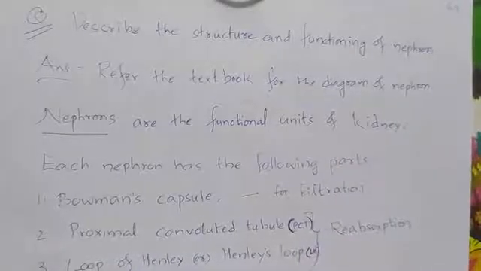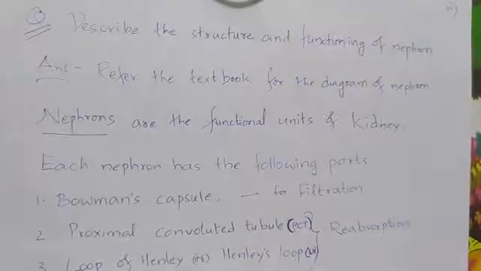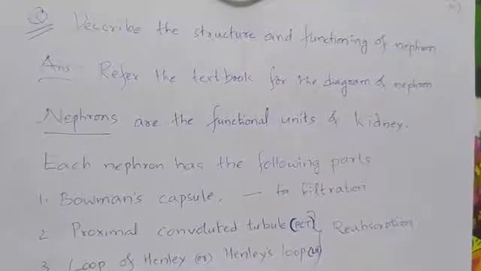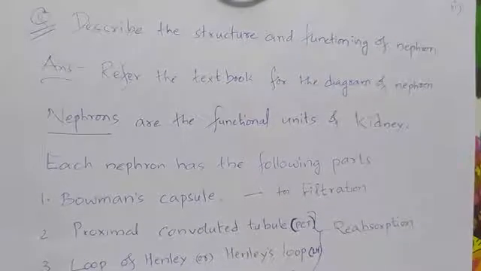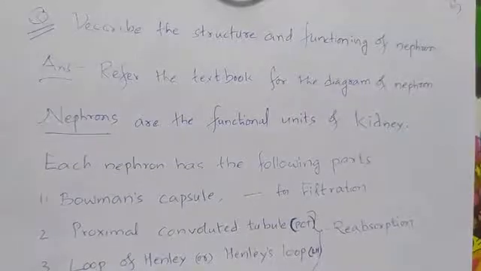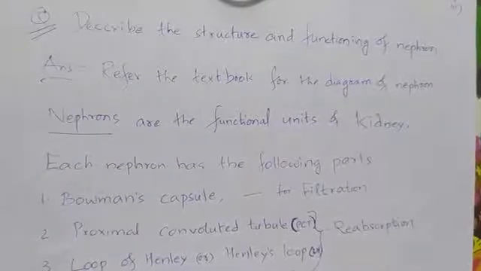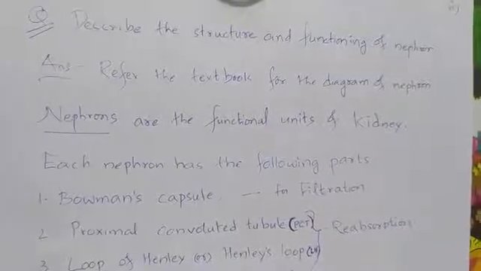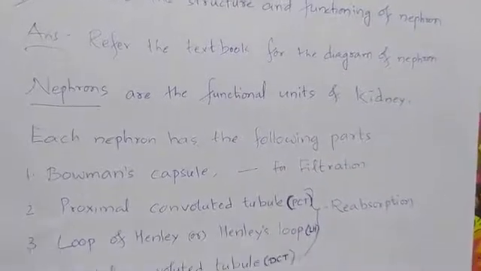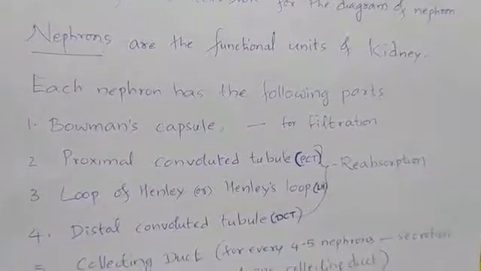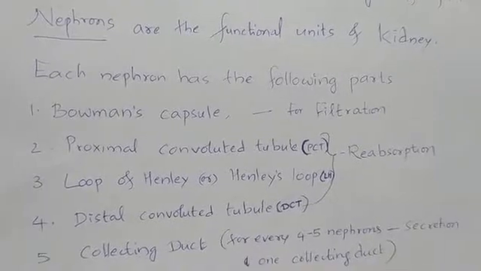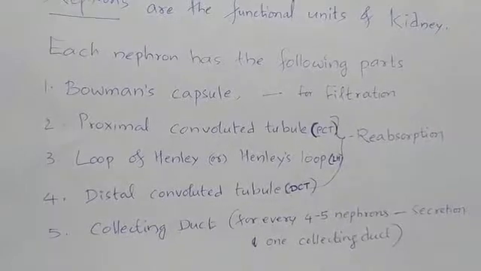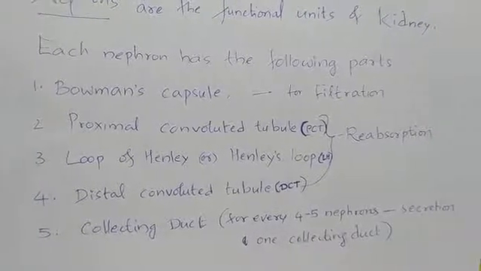Okay. Now next question, describe the structure and functioning of nephron. Nephron is the functional unit of the kidney, and you can refer to the textbook for the diagram of the nephron. Okay, in the last page of this chapter it is there. Right. Nephrons are the functional units of kidneys, and each nephron has the following parts. They are Bowman's capsule that contains glomerulus, proximal convoluted tubule, loop of Henle, distal convoluted tubule, and collecting duct.